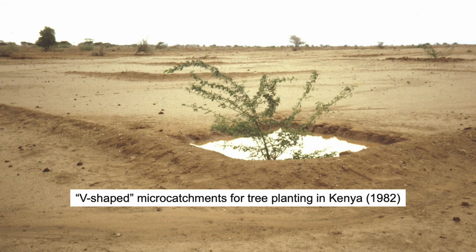V-shaped microcatchments are often used for tree planting. The seedling or seedlings are planted on an earth step behind the hole where runoff water collects. Unfortunately, the tree planted in this example is a type of prosopis. Within 20 years, these trees had spread and become invasive. We will be discussing this later in class 4.